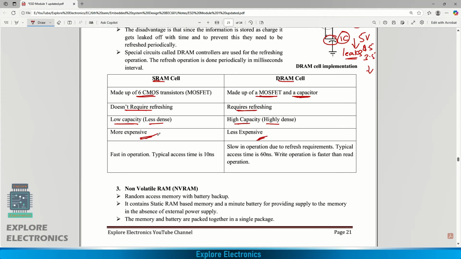Here 1 bit storage requires 6 transistors. But it is fast in operation. As soon as we take out the data, it gives it correctly. But DRAM is slow in operation due to refresh requirements. As soon as you request the read, we may require a refresh time as well. That's fine. It requires at least 60 nanoseconds access time. Write operation is faster than read operation here.